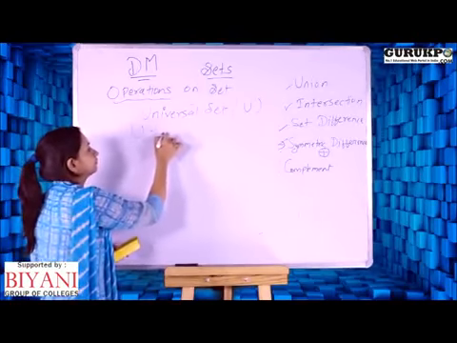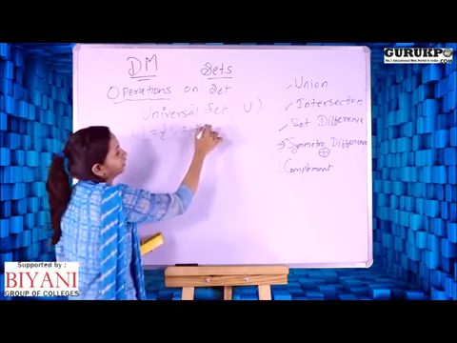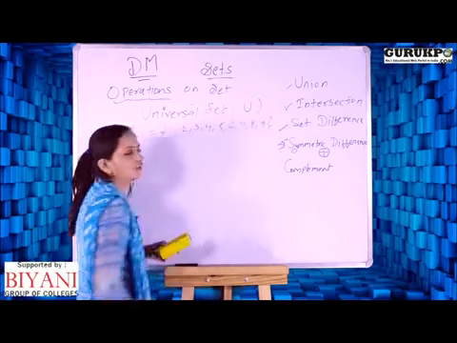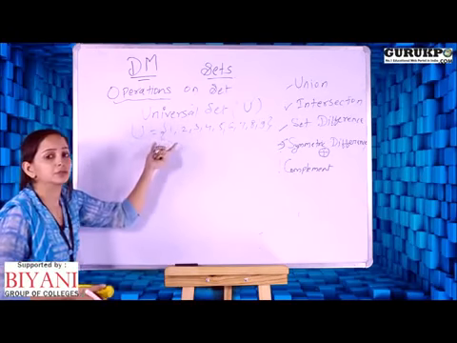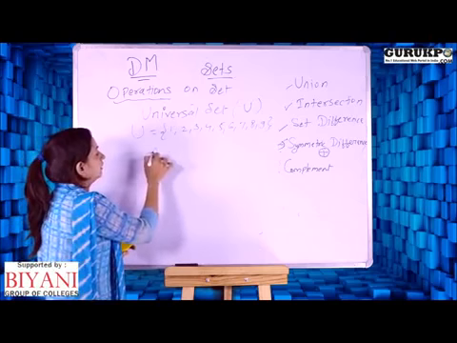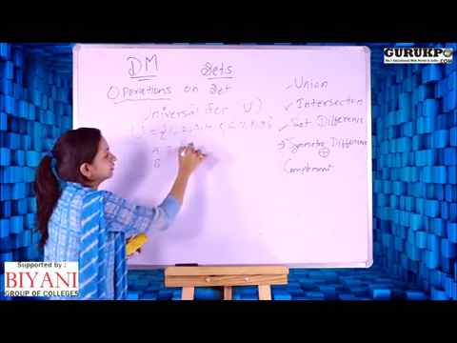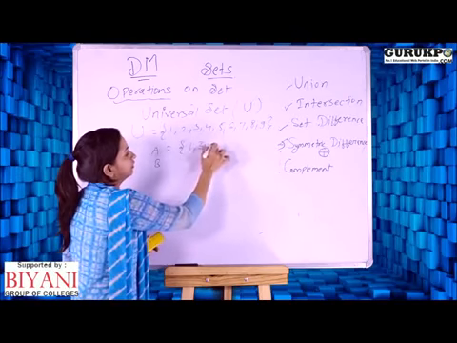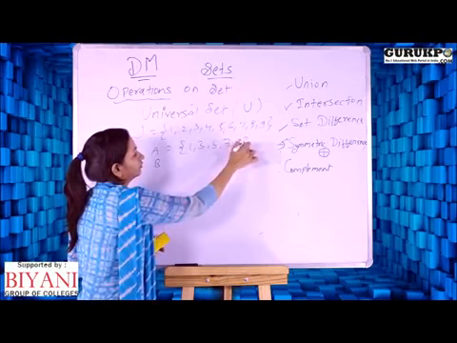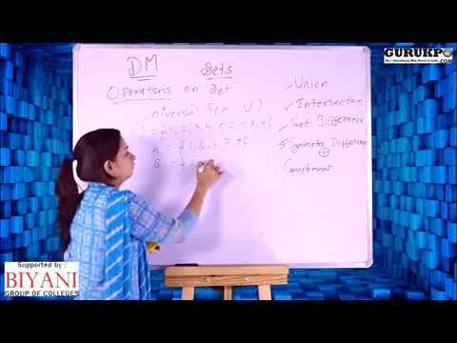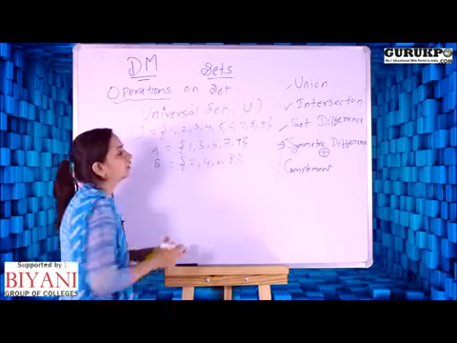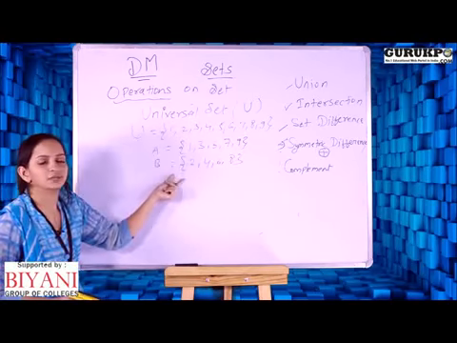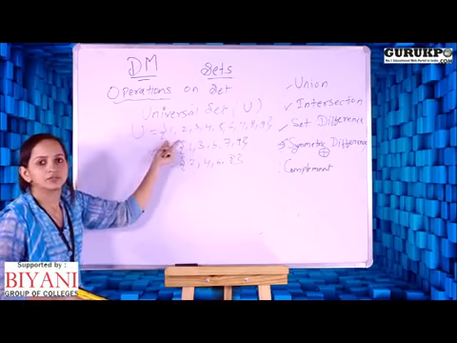U is 1, 2, 3, 4, 5, 6, 7, 8 and 9. Okay, I am saying this is a universal set of set A and set B. Set A is 1, 3, 5, 7, 9. Set B is 2, 4, 6 and 8. What does it mean? It means the universal set contains all the elements of set A and all the elements of set B. So this is called the universal set.